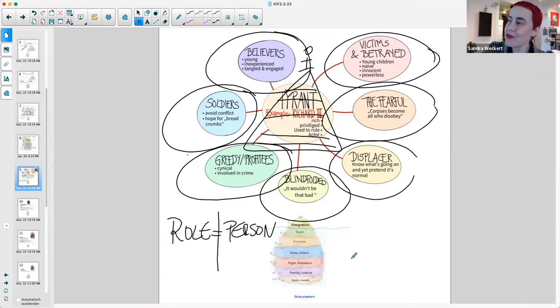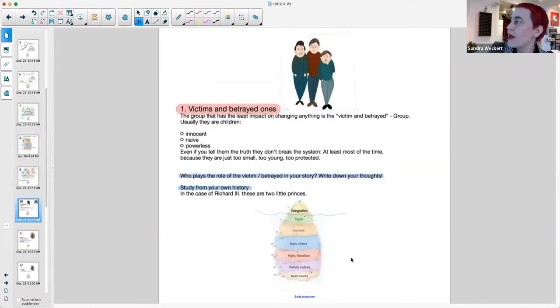I'm not going into all of this because I'm just going through it very, very shortly. Let's have a look at the victims and the betrayed ones. Then we study how you can find out who is playing the roles of the victim and the betrayed ones.